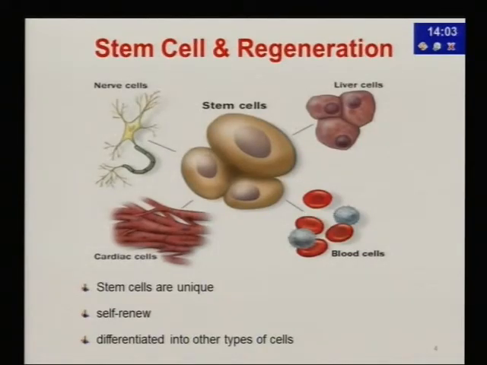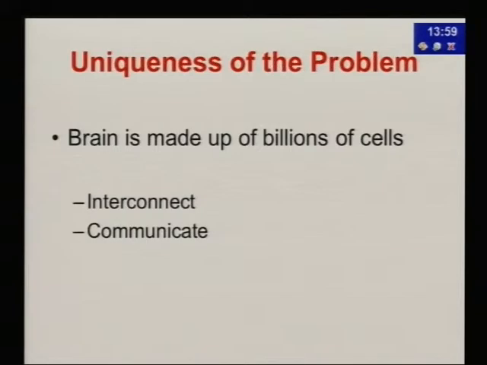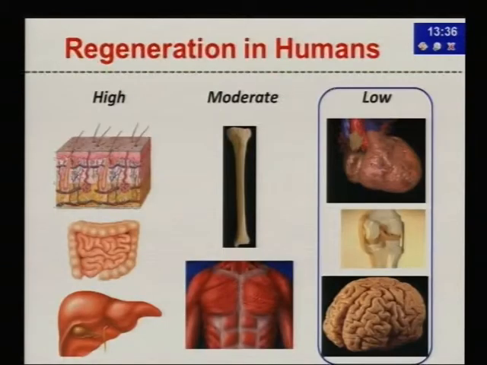So that is what we are going to focus on. And we would like to take the help of stem cells because they are supposed to repair and have the regeneration capacity. The unique problem regarding brain and the spinal cord is that the cells which are destroyed need to interconnect with each other and communicate to do their functionality. So that is very important. Other cells just need to be there and secrete some factors. But here they need to interconnect and communicate.